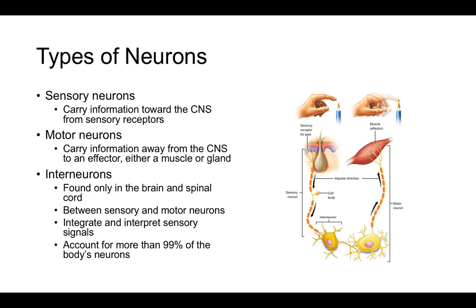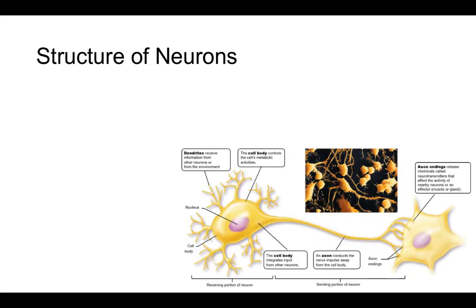And even though we have a ton of neurons reaching all of our muscles and all of our glands and all of the organs in our body, interneurons in our brain and spinal cord account for 99% of the body's neurons. Kind of amazing. That's how big your brain is.